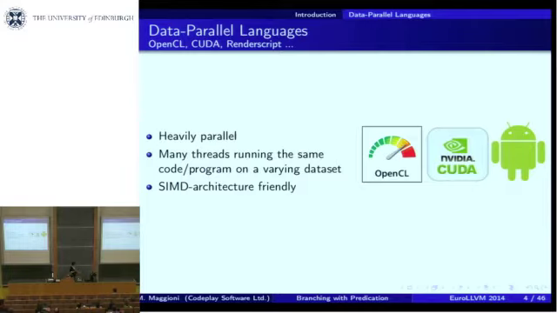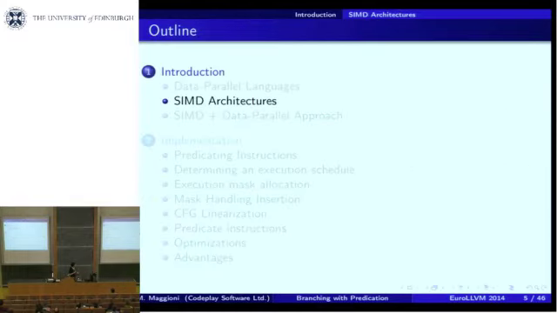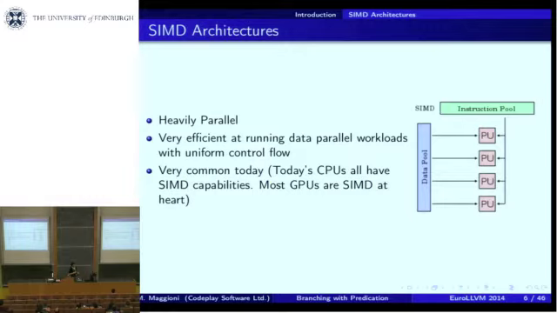Because these many threads actually run the same code, this paradigm is kind of friendly to SIMD architectures. So it's very interesting to try to exploit this fact on SIMD architectures, because SIMD architectures are becoming pretty popular and common today. Every CPU has some kind of SIMD capabilities, and most GPUs are structured in a SIMD way. They're quite efficient in running data parallel code if the control flow is uniform and doesn't diverge.